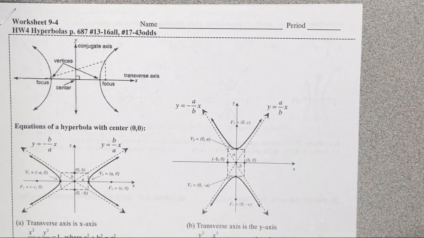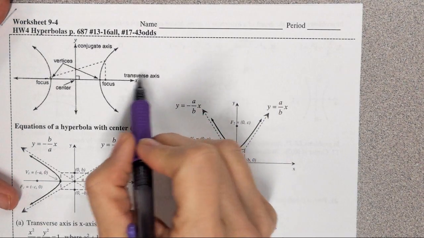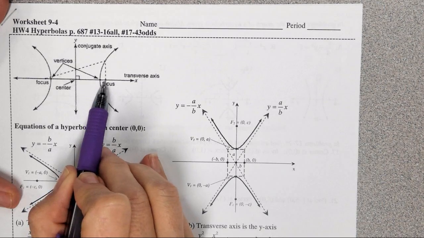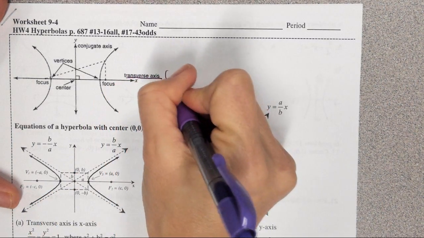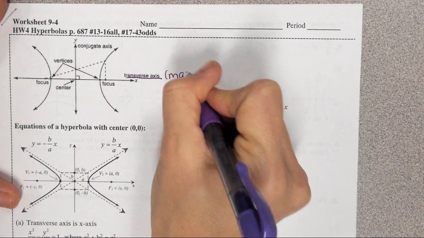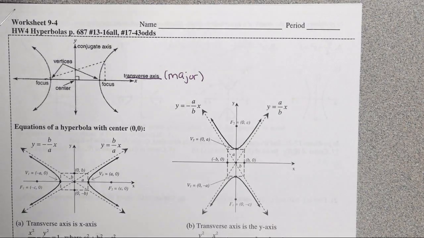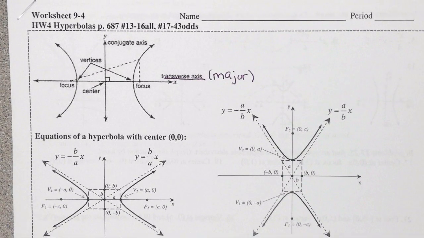Right, so up at the top, it tells me some vocabulary words. Right here, they call this axis that has the center, the focus, and the vertices the transverse axis. This used to be called the major axis, and somebody decided we needed a new word. So instead of calling it the major, we're calling it the transverse. Not a big deal.